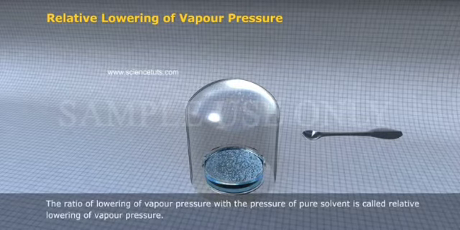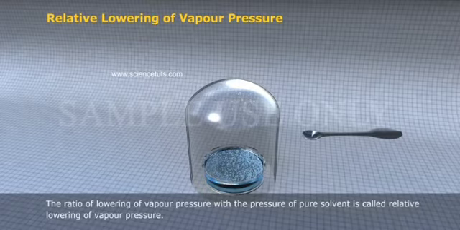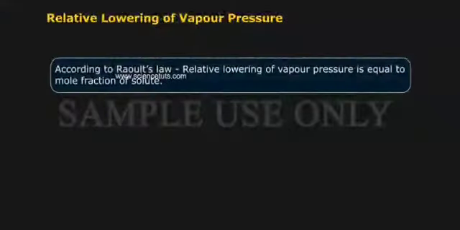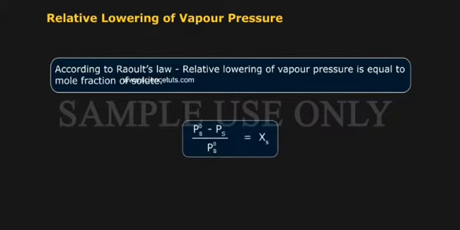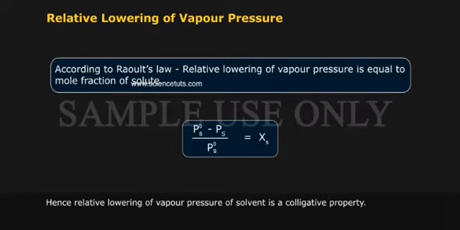The ratio of lowering of vapor pressure to the vapor pressure of pure solvent is called relative lowering of vapor pressure. According to Raoult's law, relative lowering of vapor pressure is equal to the mole fraction of solute. PS0 minus PS by PS0 is equal to XS. Hence, relative lowering of vapor pressure of solvent is a colligative property.